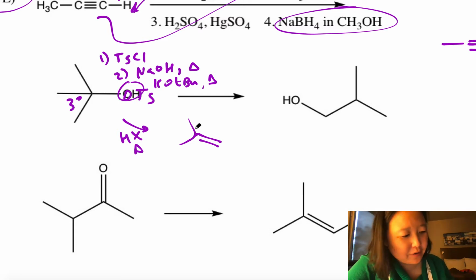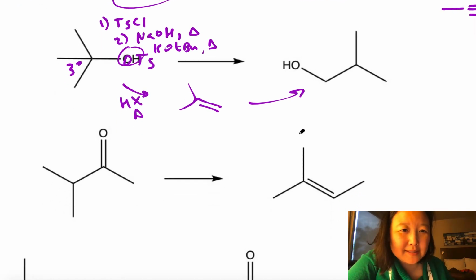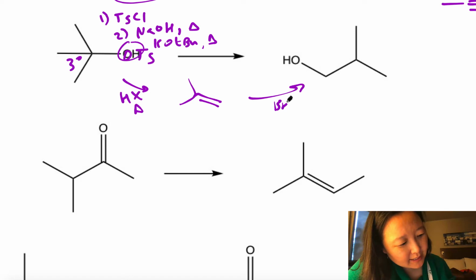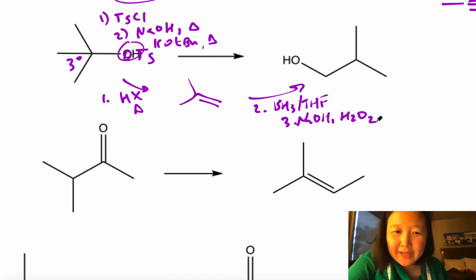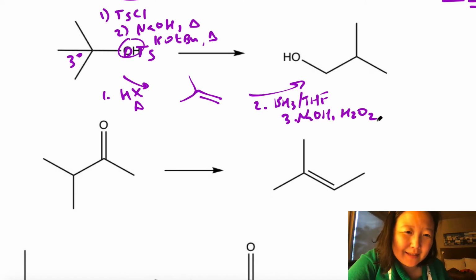And then from there, you could probably see I need anti-Markovnikov addition of that. So that's going to be BH3·THF, and then there's a follow-up step to finish that off. You need NaOH, H2O2. That's chapter 8, alkene reactions, okay?